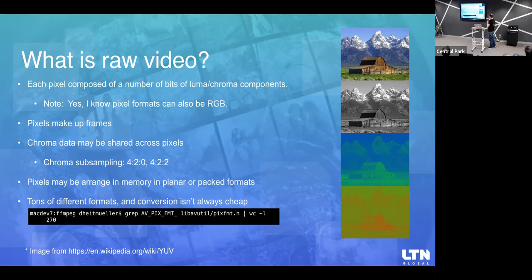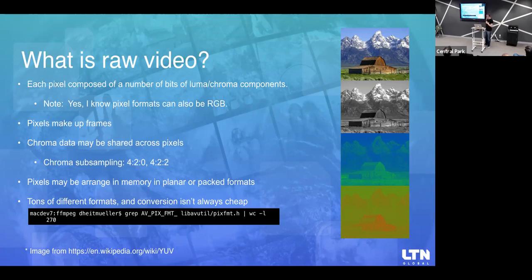So it's also important to note why do I care? Isn't everything just in 420 planar? Well, not necessarily. And in fact, converting between different formats could introduce loss in quality. It could be expensive on your CPU. It could affect how well you scale. So if you're trying to do lots of transcoding, you kind of care about whether or not these things are happening.